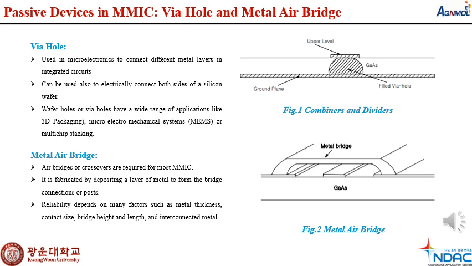In the case of the metal air bridge, air bridges or crossovers are required for most MMIC technology. It can be fabricated by depositing a layer of metal to form the bridge connections or posts. The reliability of this metal air bridge depends on many factors such as metal thickness, contact size, bridge height and width, and interconnected metal.